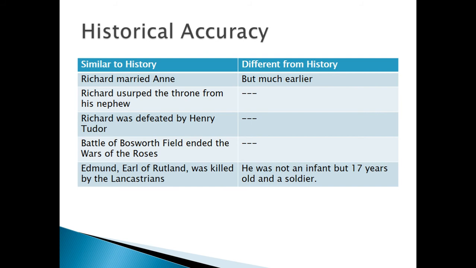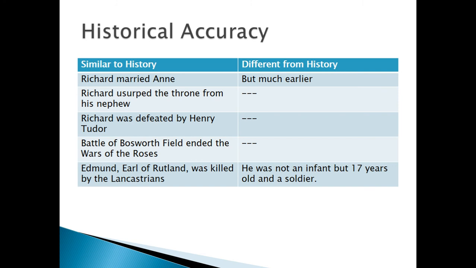It's also true that Richard usurped the throne from his nephew Edward V, who with his younger brother disappeared while under Richard's protection. It's also true that Richard III was defeated at Bosworth Field by Henry Tudor, Earl of Richmond, who became Henry VII and married Elizabeth, daughter of Edward IV. The Battle of Bosworth Field ended the Wars of the Roses, ended the claims of the houses of Lancaster and York to the throne, and is often used to date the end of the Middle Ages.